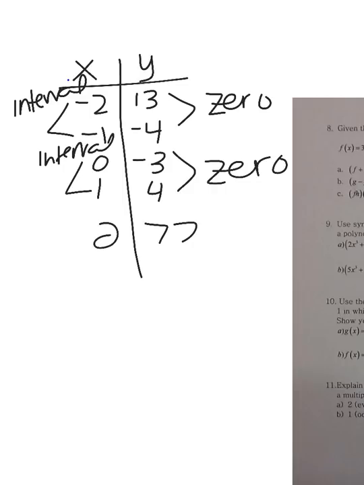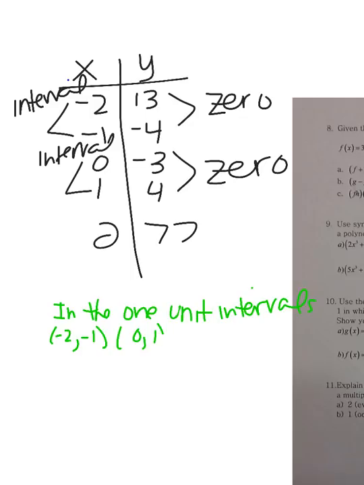All right, so we write in the 1 unit interval, or I should say intervals, negative 2, negative 1, 0, 1, there exists a 0. All right, and now we have to do the other one. So plug in the next one, and this one's going to be a very long table of values. Sorry about that, a little technical difficulties.